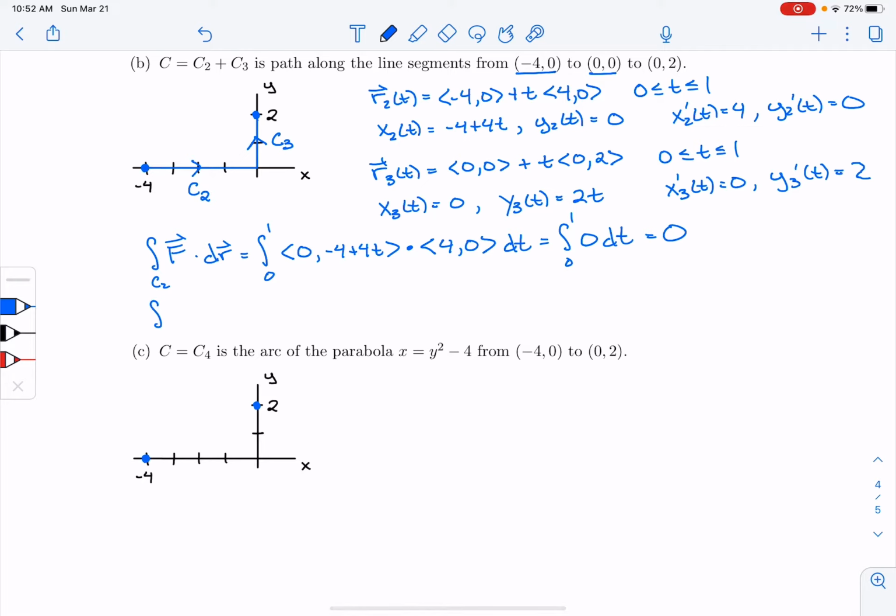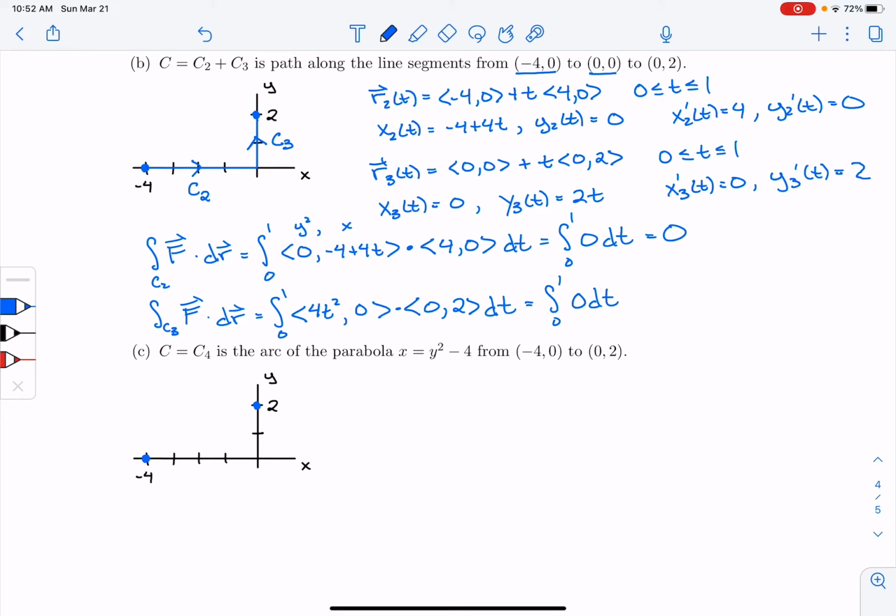So if I'm going to integrate c3, f dot dr, that would be the integral from 0 to 1 of, again, remember this is y squared comma x. Okay, so y squared in this case is going to be 4t squared, and then x is going to be 0. I'm going to dot that with x prime, which is 0, and then y prime, which is 2 dt. And so that gives me the integral from 0 to 1 of 0 dt. When I do that dot product, I'm going to get 0. Okay, so both of those line segments gave me an integral of 0.